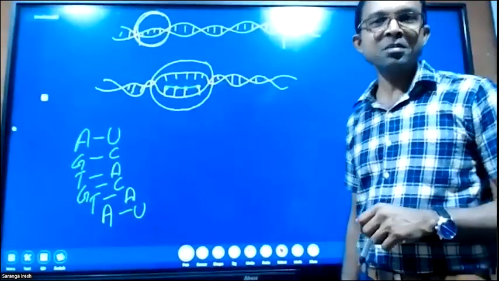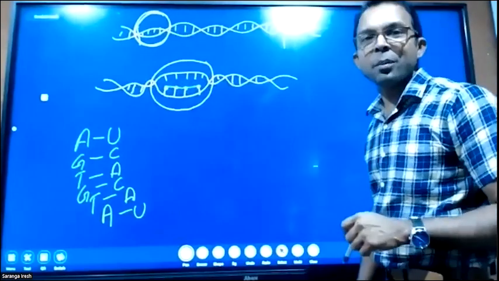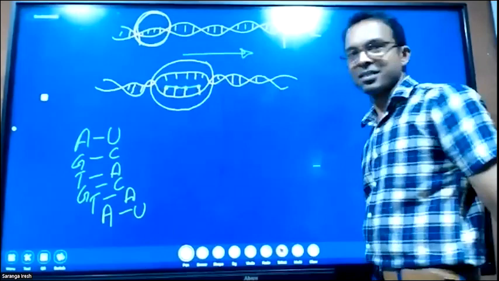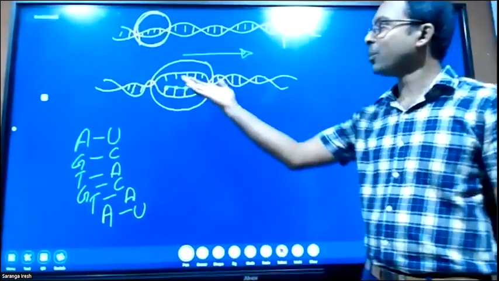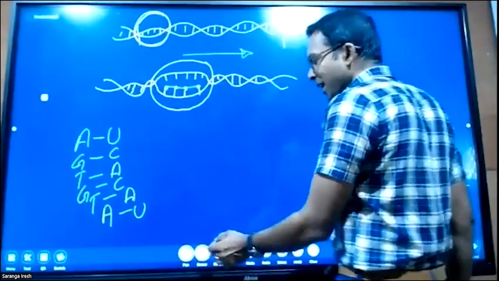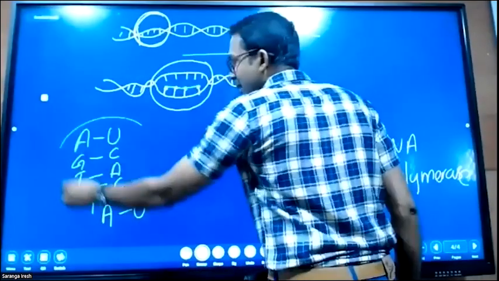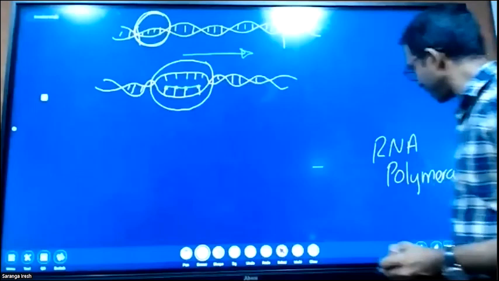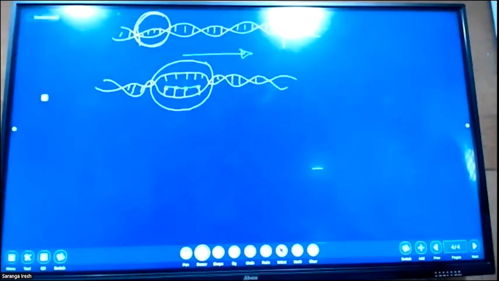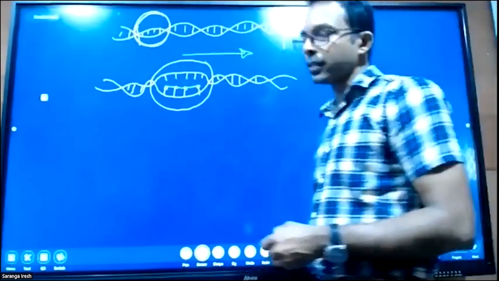Then this RNA polymerase continues to move along the gene. RNA polymerase is moving along the gene. Sir, when the RNA polymerase is moving, does the RNA deposit only on one side of the strand? Yes, only on one strand.